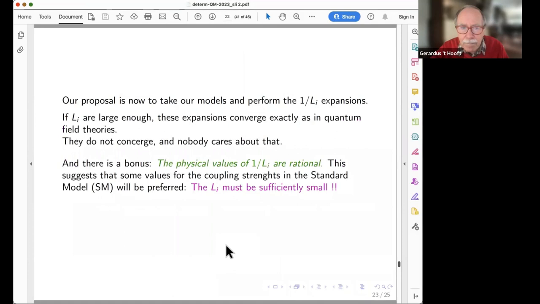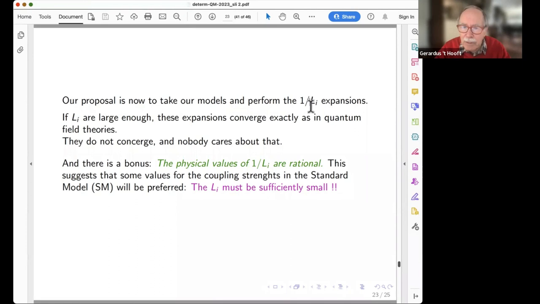Oh yes, the statement now is I can perform the 1/L expansion. And that is a genuine expansion, but it only makes sense if L is an integer, because I was working with integers all the time. I cannot work with fractional numbers, not unless they're rational, then I can replace the rational numbers with integer numbers according to some prescription. But I cannot work with arbitrary real numbers in this theory.